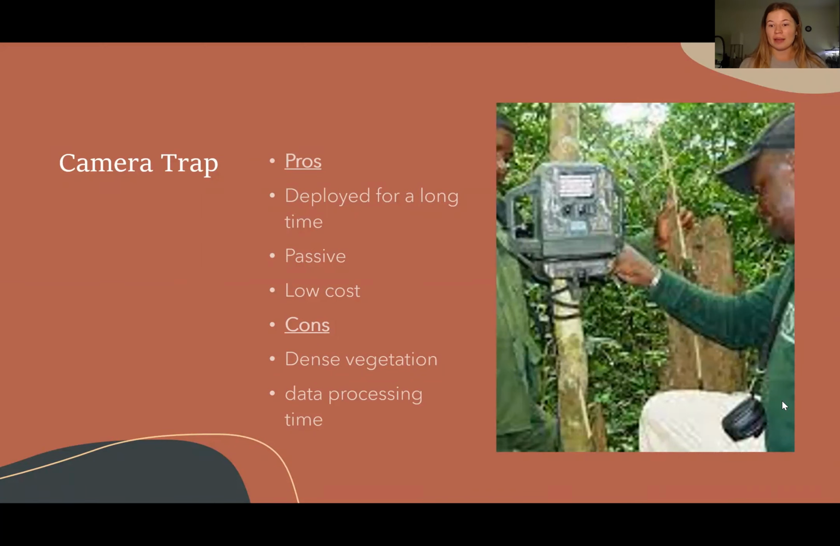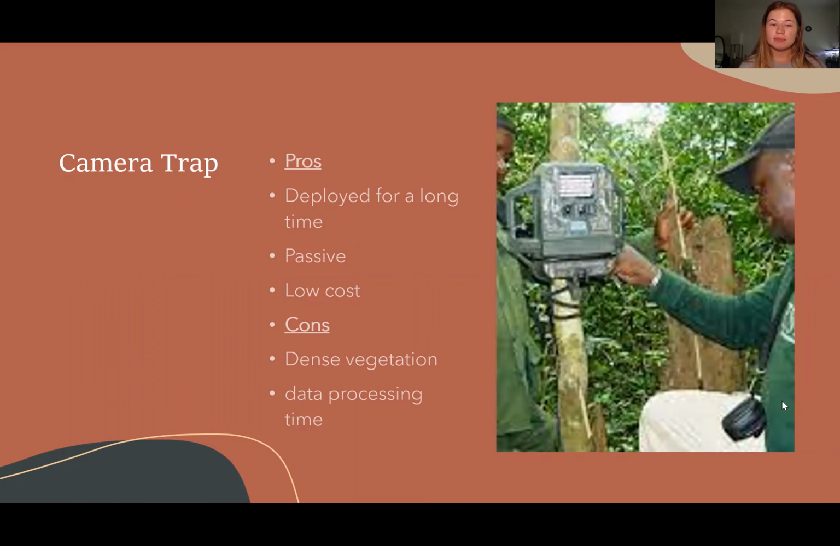The first method that's primarily used is camera traps. This consists of placing a game camera on a tree, and then the camera will be triggered to take a photo when an animal passes or vegetation gets in the way. And the pros of this is it can be deployed for a very long time. You have a long time span of collecting data. It's passive, meaning it's not going to negatively affect the okapi, and it's relatively low cost for the amount of data you could potentially be collecting and the time span that it would be out there collecting data.